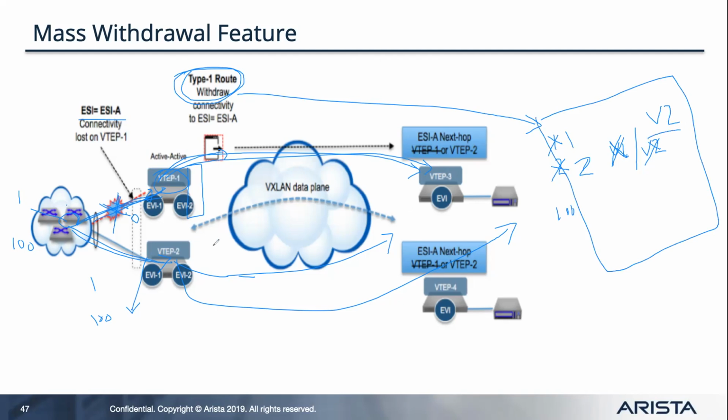And that's how you will be left with all the MAC addresses only through VTEP 2. So that's how the type 1 withdrawal route feature works: instead of sending individual type 2 route withdrawals, it just sends out a type 1 route for the Ethernet segment, saying I am no longer connected with this Ethernet segment. It will also delay the MAC address withdrawal type 2 route for some time, so that meanwhile this VTEP 2 will send out type 2 routes, so that this MAC address does not flush out on the remote VTEP. So this is how mass withdrawal works.